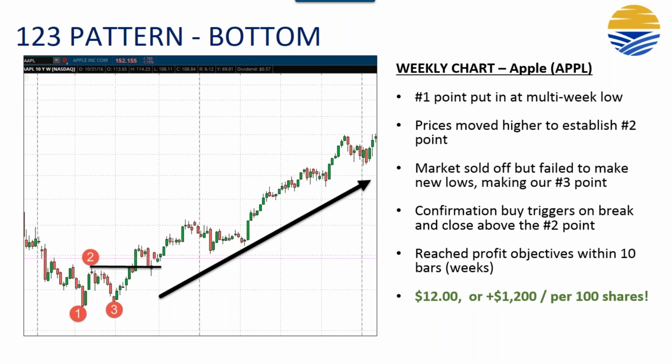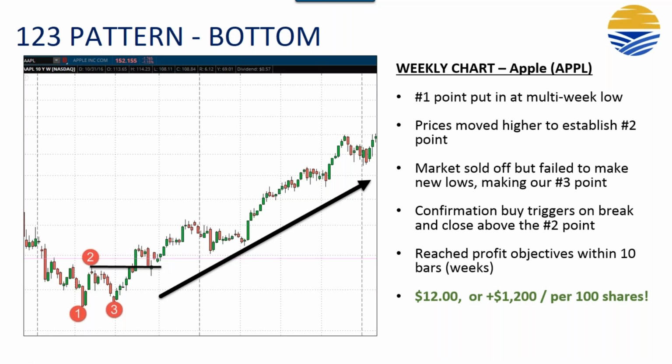Here's a 1, 2, 3 pattern on a weekly chart of Apple. Longer term chart, hell of a way to catch some longer term position type moves. Here we have a 1, 2, 3. We also have a high probability double bottom. Market bust up and out above the number 2 high of this large bullish candle. We trade sideways for a few weeks. The market comes back up and retests and hooks back above. That's our confirmation to get long.